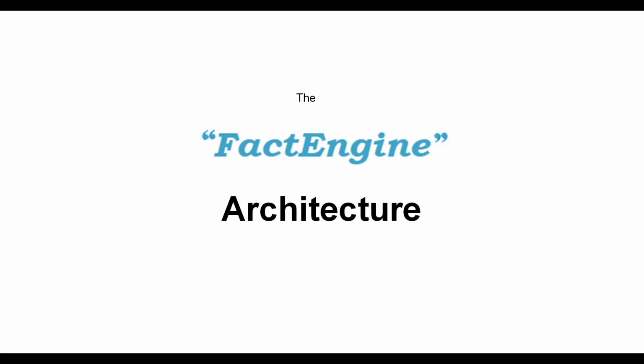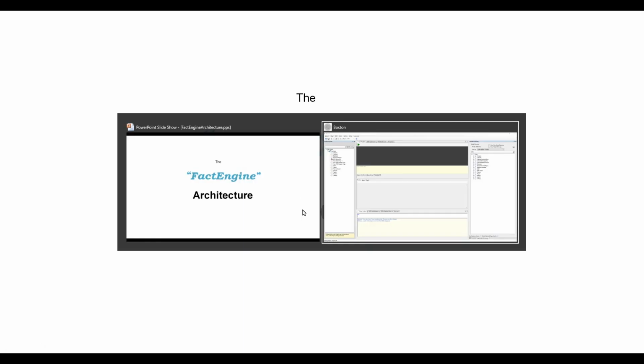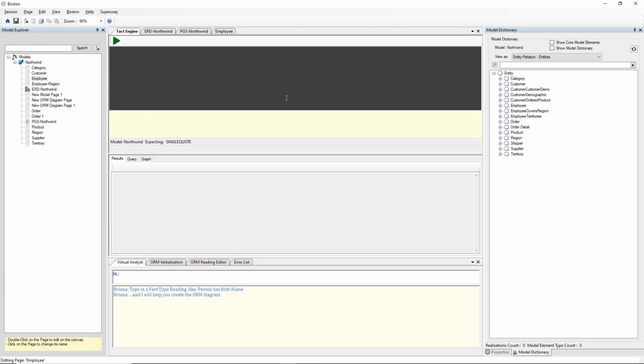Today we'll be looking at the FactEngine architecture. And before we dive into that, let's have a look at what FactEngine is. So FactEngine is a way to query databases in either natural language or controlled natural language.